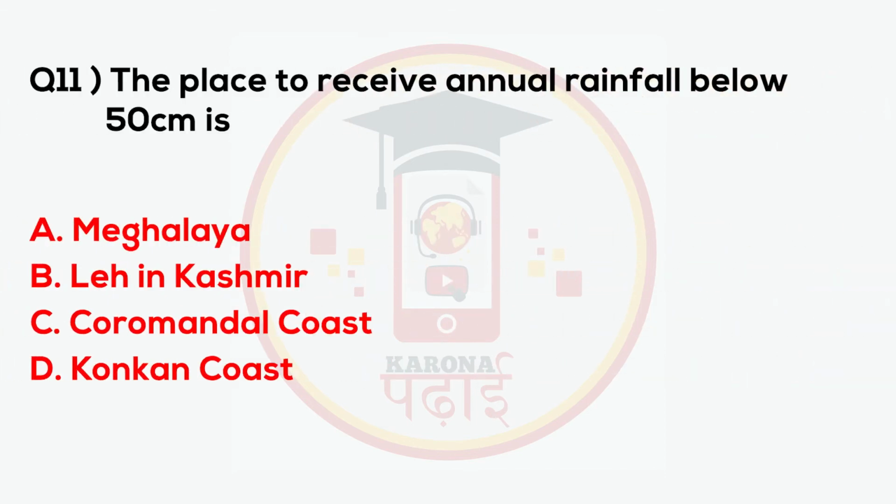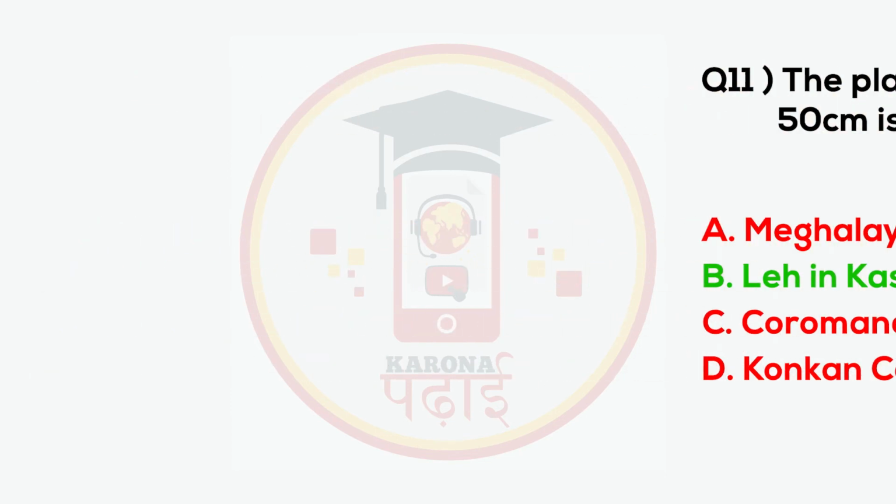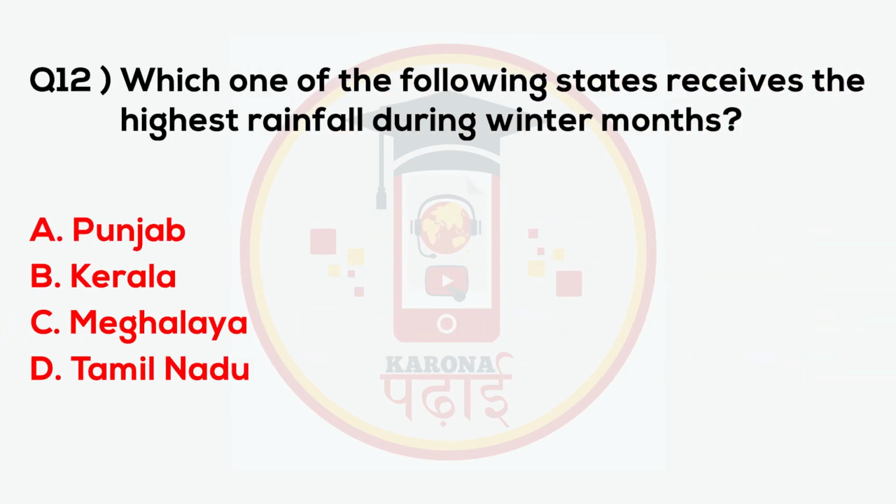The place to receive annual rainfall below 50 cm is Leh in Kashmir. Which one of the following states receives the highest rainfall during winter months? Tamil Nadu.